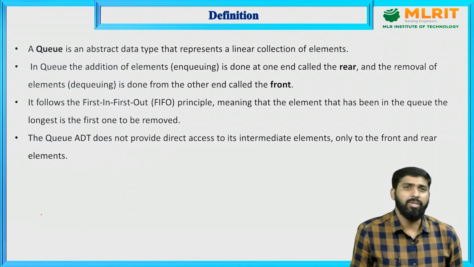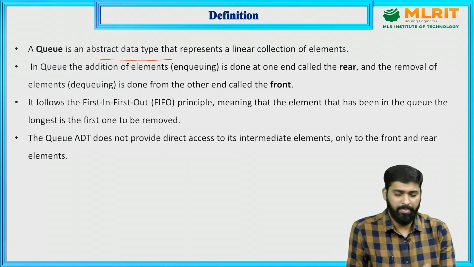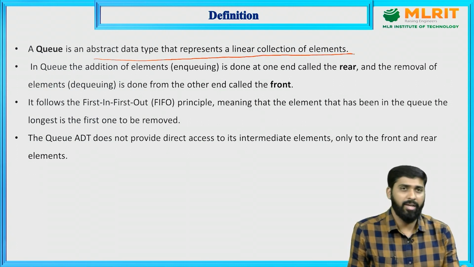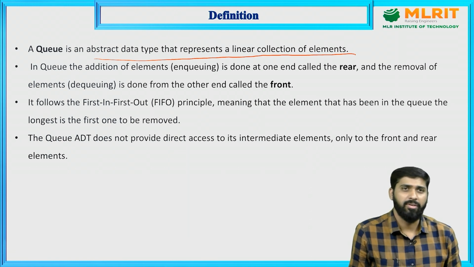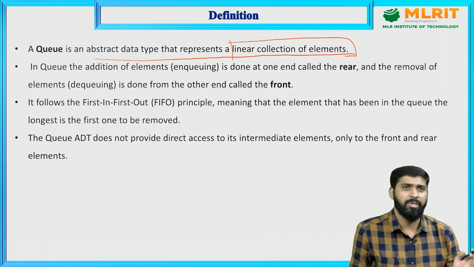So, the definition of Queue. Queue is an abstract data type that represents a linear collection of elements. Okay, so Queue is also similar to stack. Queue is also a linear collection of elements. Linear means the elements are stored in continuous memory locations.